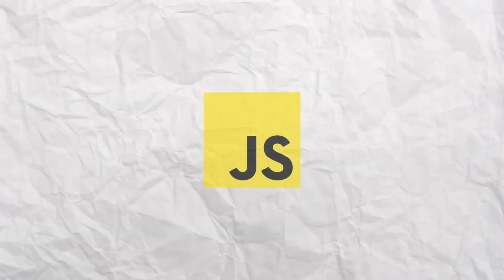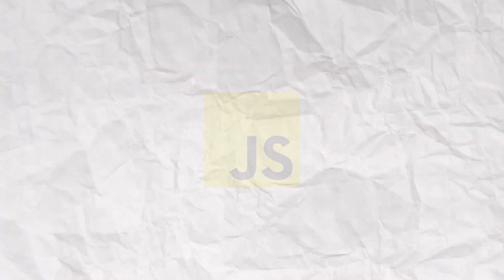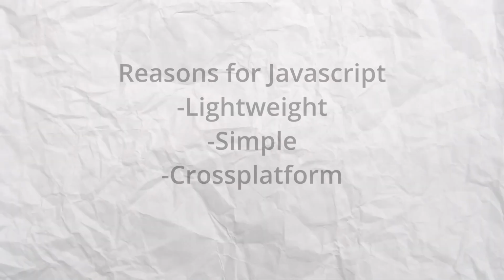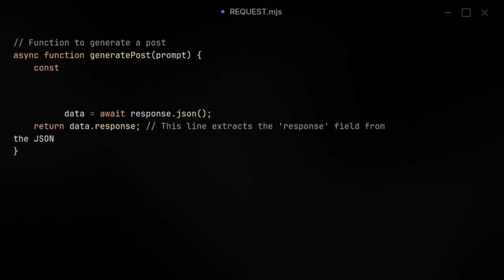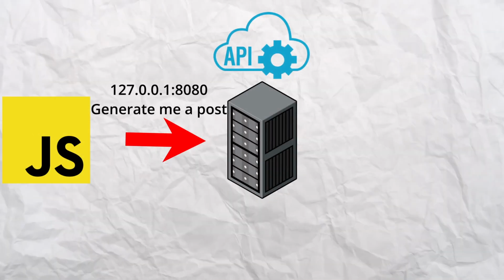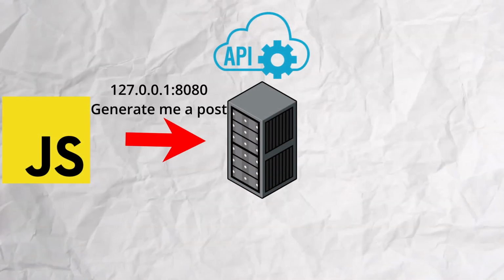I will choose JavaScript as the main language of choice for this project, since I think it will probably be the best choice. We will be using the Node.js framework for this. First, we will start off with the code for generating our post. So let's start off with the functions of this code. We created a function to generate a post. This will go to our API on a specific port, in this case 8080, and send a request.